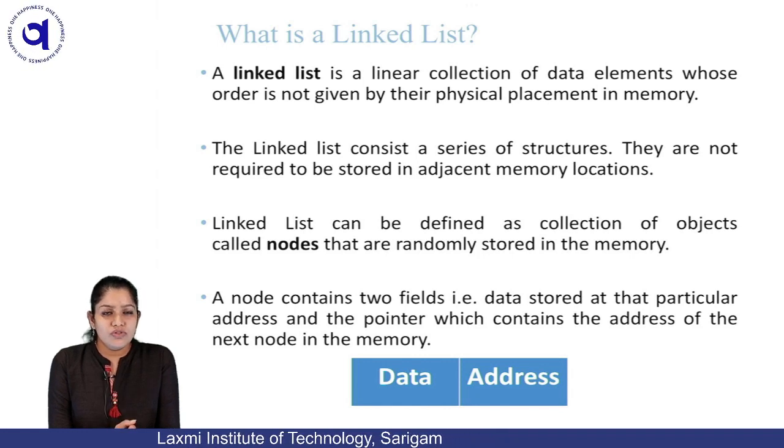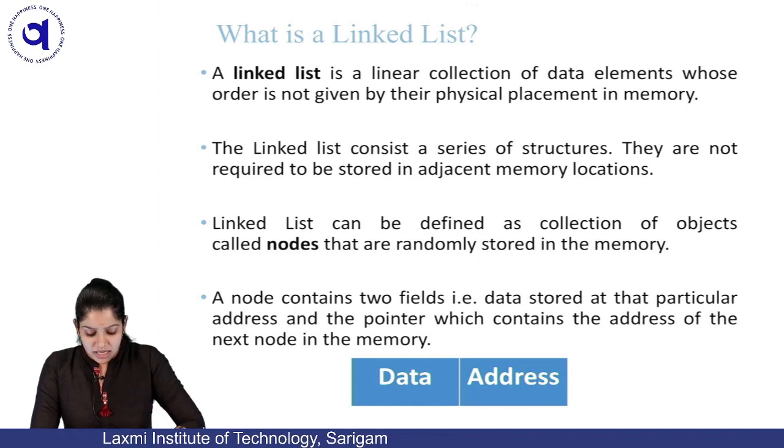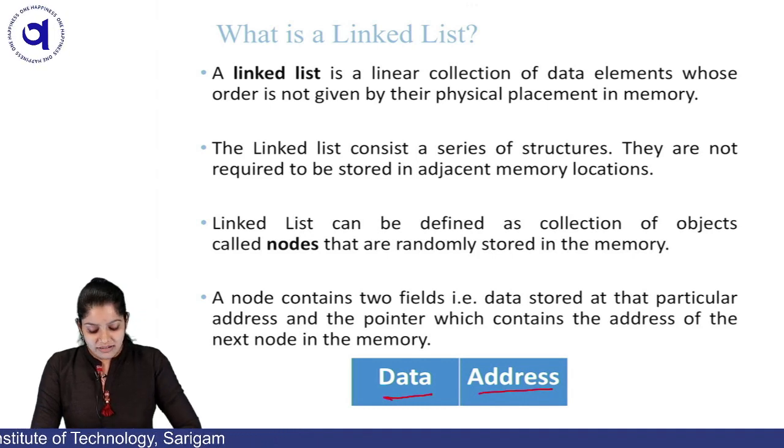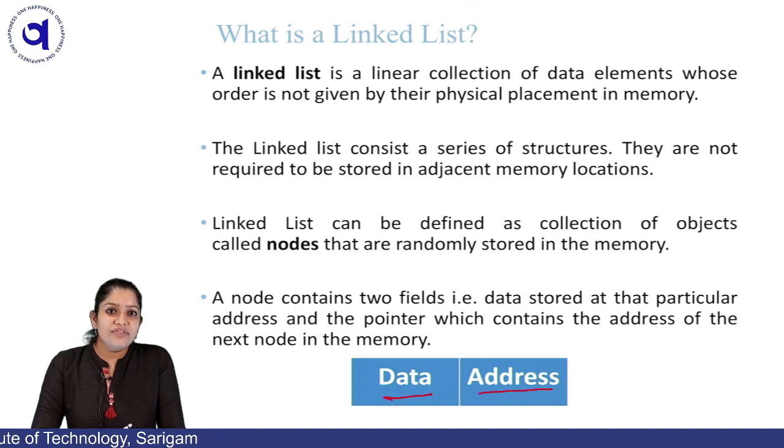Now what is a node? A node is a kind of structure that has two fields, as you can see: one is a data field and the other is an address field. The data field stores the data, whatever information you are going to store. And the address field, now what is the working of that address field? The address field will store the address of the next node, right?